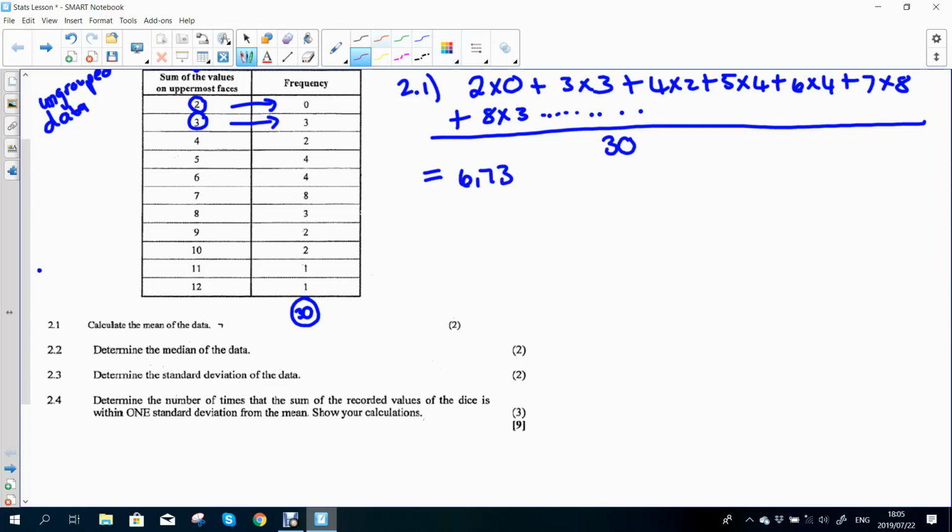But I'm sure you will agree with me that this method is way too long. They didn't say you are not allowed to use the calculator, and this is only for 2 marks. To do all of this working for 2 marks is way too much. So what they actually want you to do is use the calculator, and I'm going to give you the steps on the calculator that can help you solve this problem.